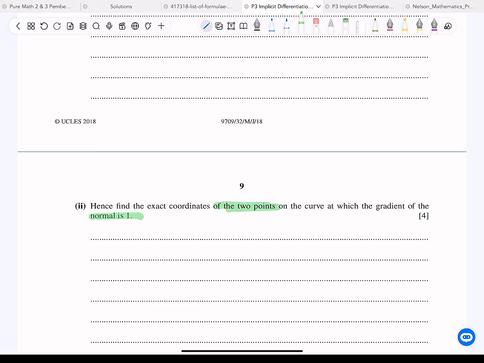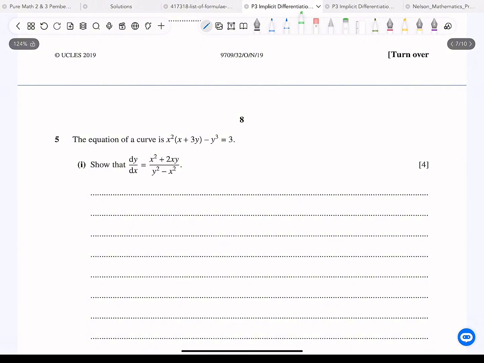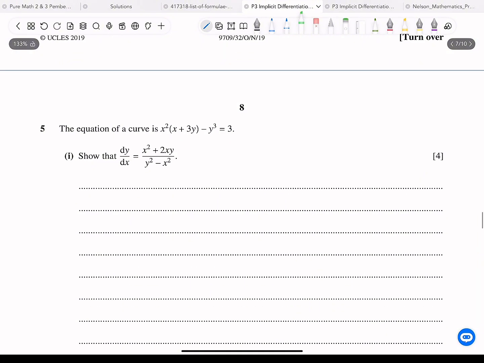Okay, so this is different because the B part says we are going to find 2 points where the gradient of the normal is 1. So it's not like your usual parallel to the x-axis, parallel to the y-axis. But then the proof is always going to be easy.